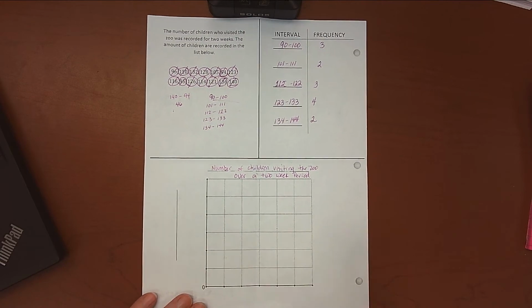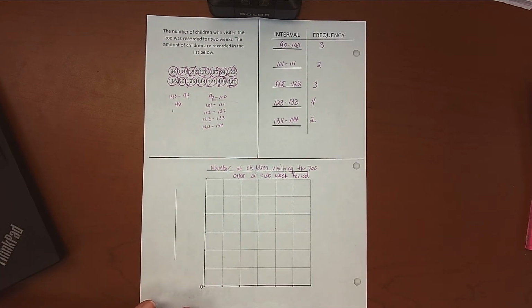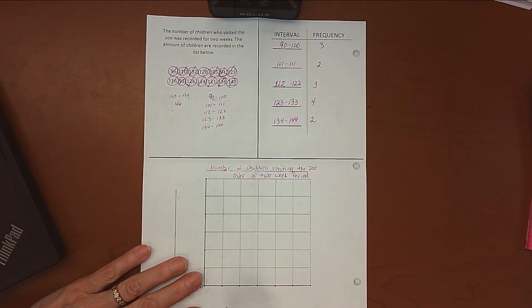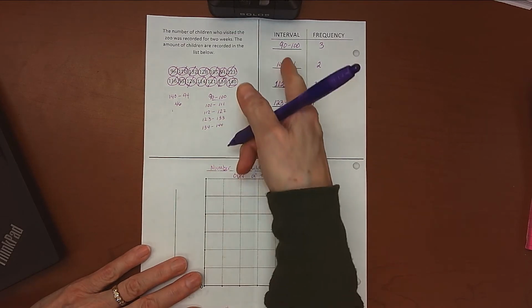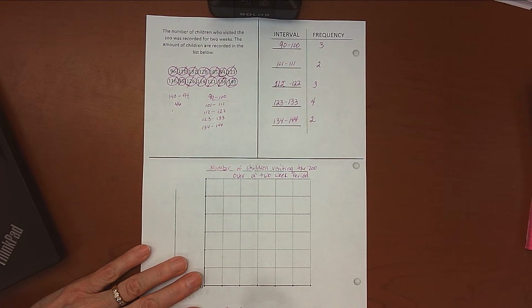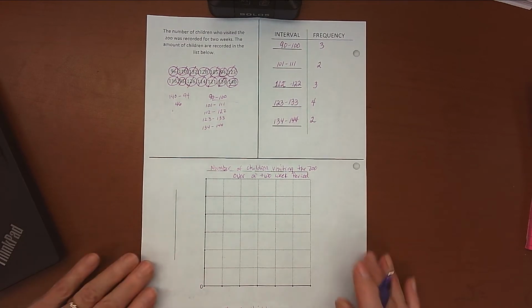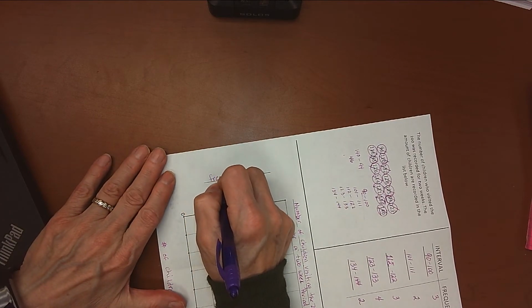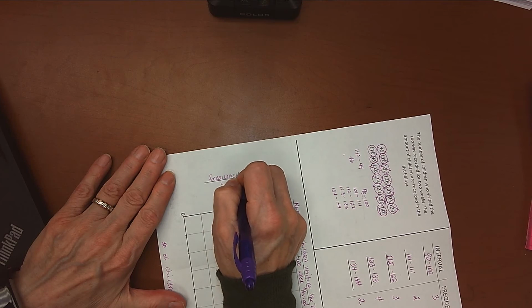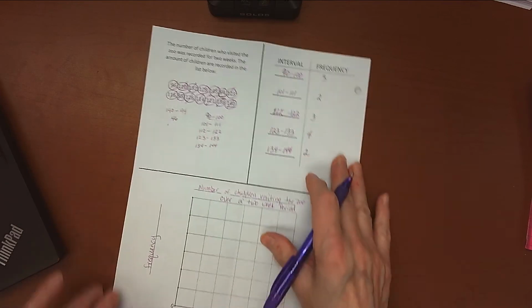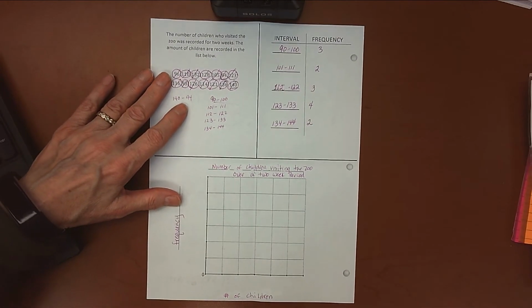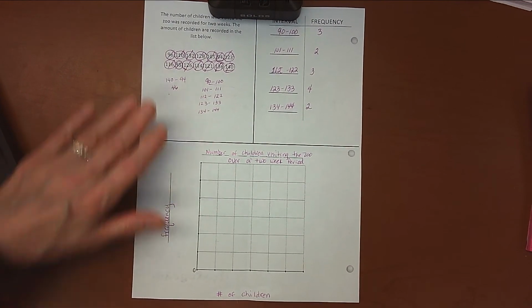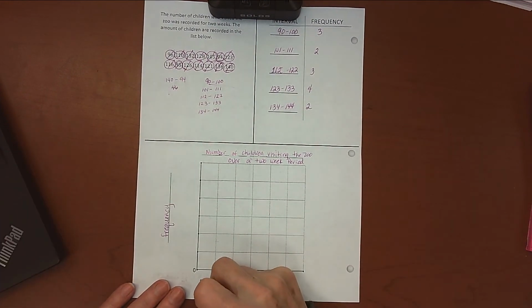Down here on our x-axis is going to be our number of children, and those will be our intervals. And then over here will be the frequency, how often each one of those intervals was hit. Okay, so we know that we need a 90 to 100. That'll be our first bar.